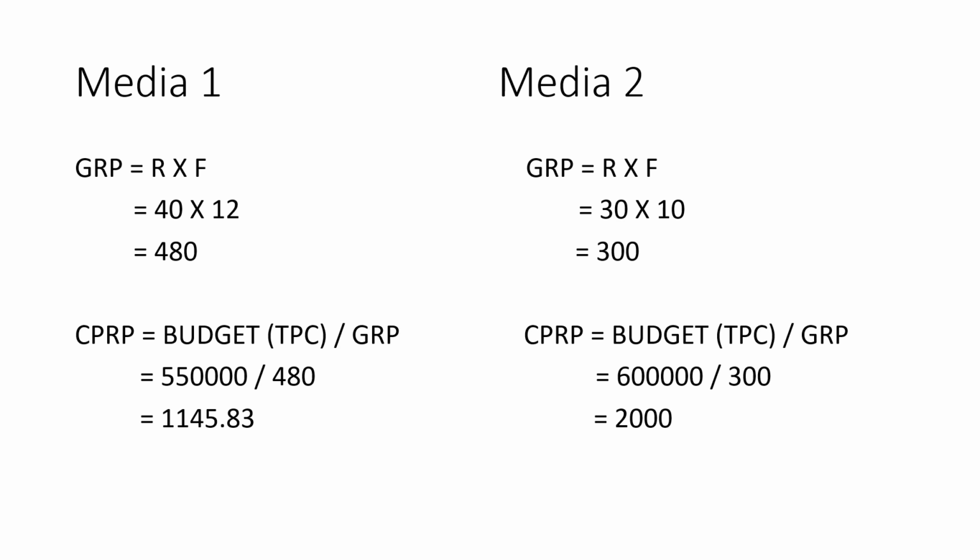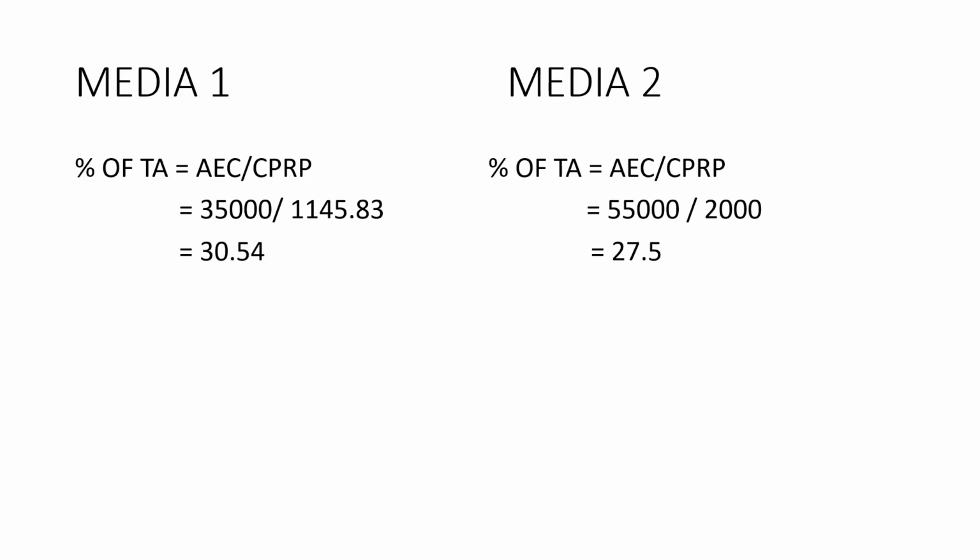CPRP equals budget or TPC upon GRP. Now that we found GRP, we can solve this. So we divide the two. In the same way, for media 2, we find the CPRP. And finally, we find the third component, which is percentage TA. So our formula is AEC upon CPRP. CPRP you just found. Divide the two and you have your answer. 2 digits after the decimal point. I usually recommend doing media 1 and media 2 as a sum. You also have the choice with the GBT sum because this is easier. However, the choice is yours.